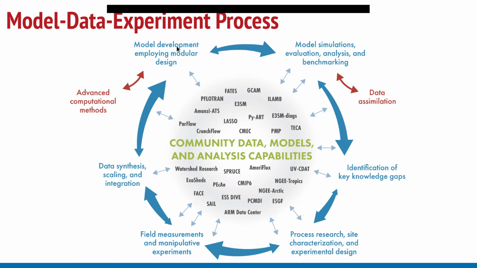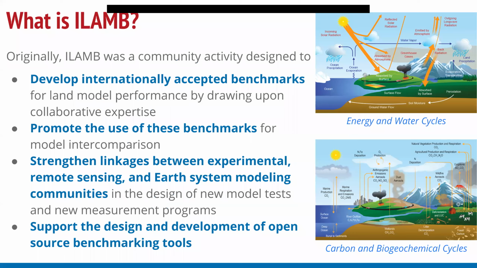So this cycle continues on in this clockwise direction primarily. Now back to ILAMB. ILAMB was originally a community activity designed to develop internationally accepted benchmarks for land model performance, drawing upon the collective expertise of the global community. The idea was that we wanted to promote the use of these benchmarks for modeling and comparison. We also wanted to strengthen linkages between the experimental, remote sensing, and modeling communities and support the design and development of new open source benchmarking tools.